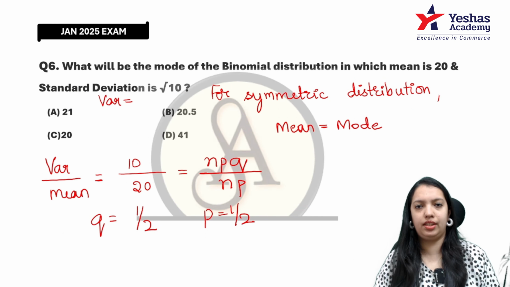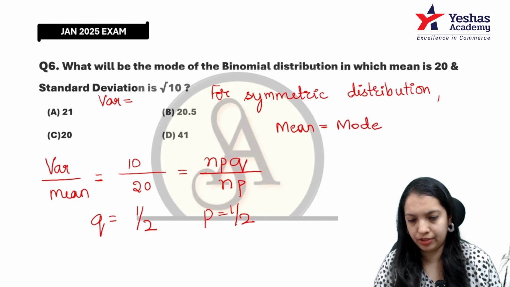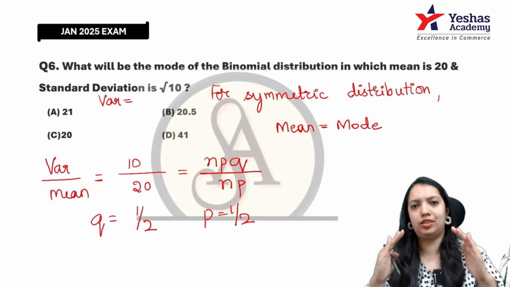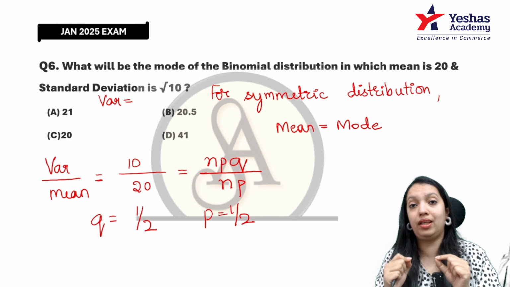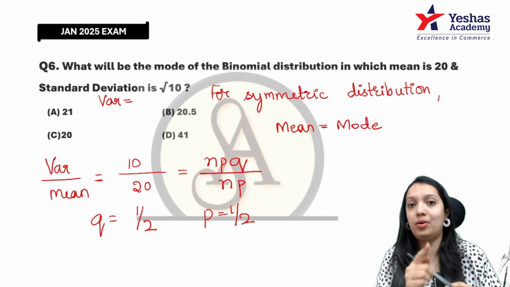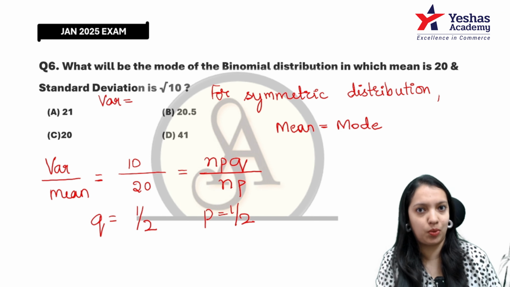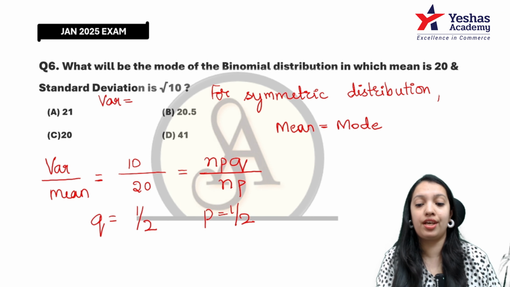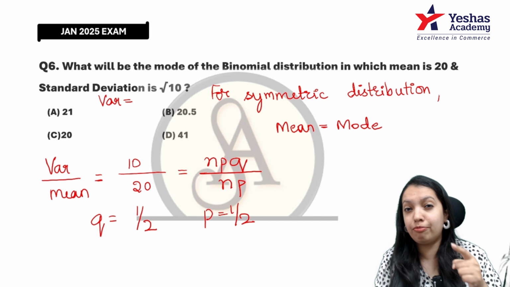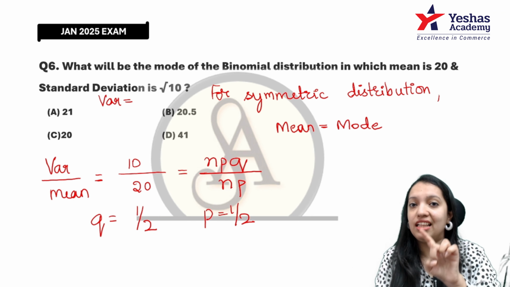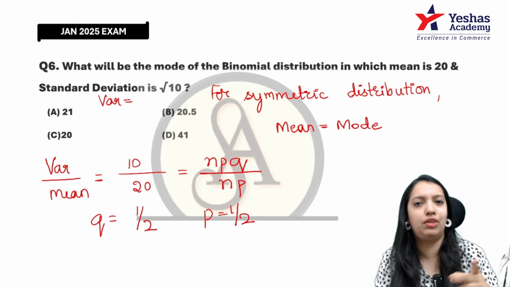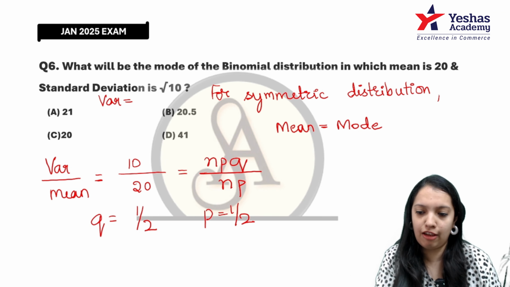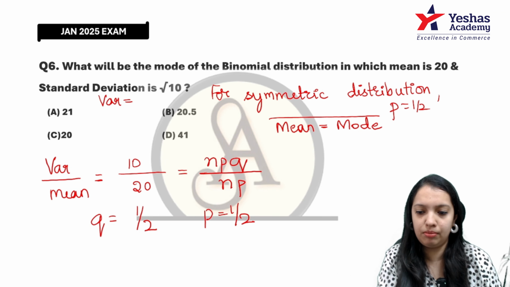Next question is from theoretical distribution chapter. They are asking you to calculate mode. There are 2 ways to calculate mode and this depends on P value. If P and Q are half, then that distribution is known as symmetric distribution, in which case mean and mode are same. Only if P and Q are not equal to half, then you have to apply the formula n plus 1 into P.